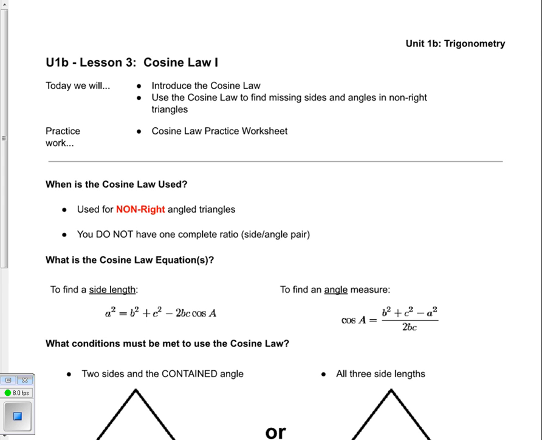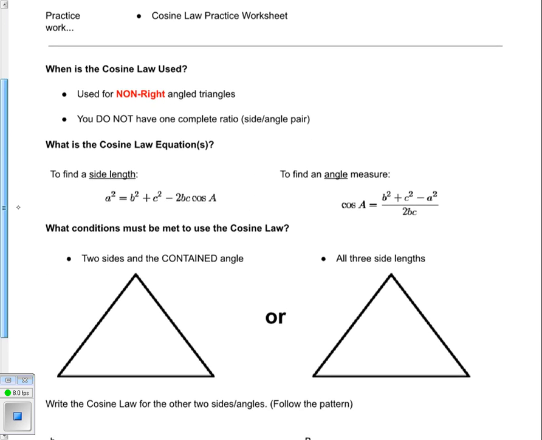Okay? And so cosine law, there's a couple of formulas that we need to learn and use over the course of cosine law, but it's important to know that when we use cosine law, it's for non-right angle triangles, specifically non-right angle acute triangles. Okay, and if you do not have one complete ratio, if you don't have a side angle pairing, you cannot use the sine law. If you cannot use the sine law, then your other default is to use what's called the cosine law.